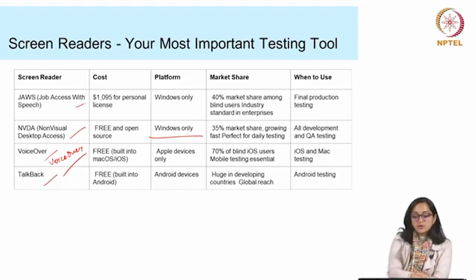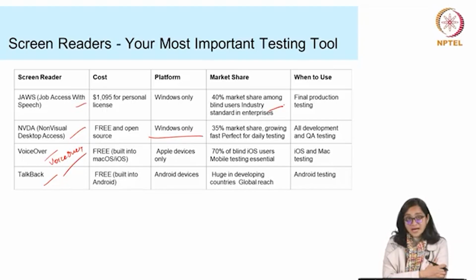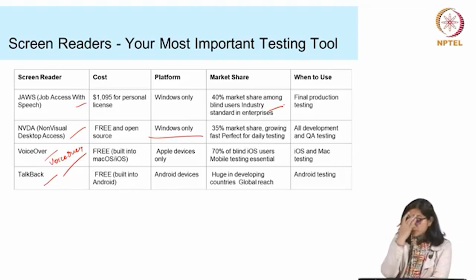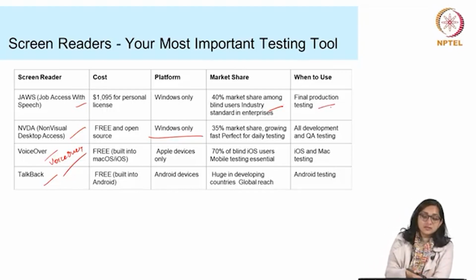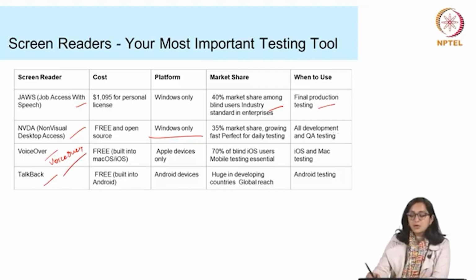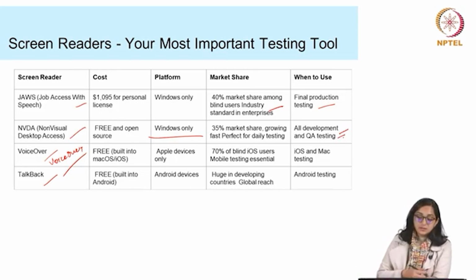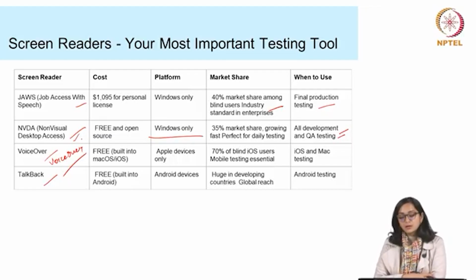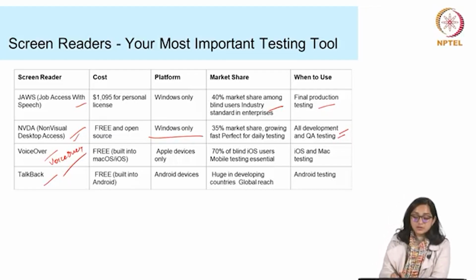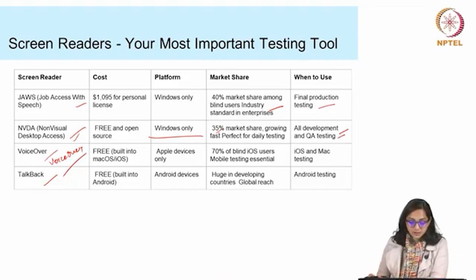So JAWS has a good market share and is also usually an industry standard in enterprises. So probably you can use it in final production testing because it's a paid software. For all the other development and quality analysis testing, a lot of companies also use NVDA. It also has a decent market share of 35%, growing fast, perfect for daily testing.